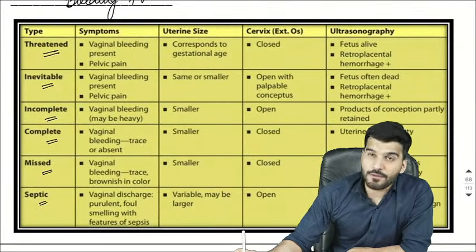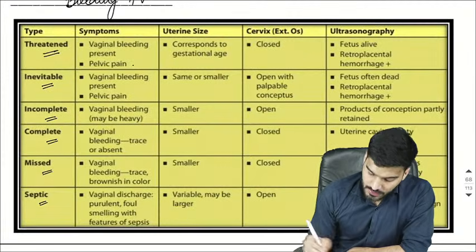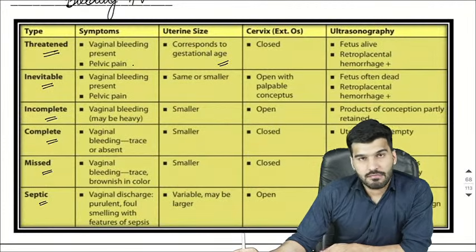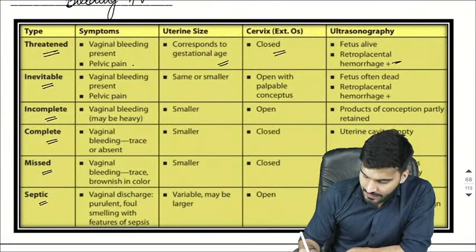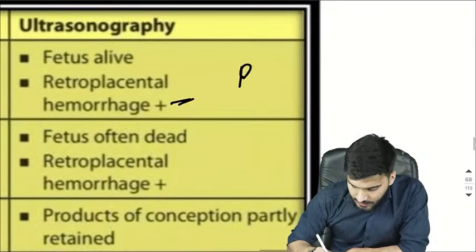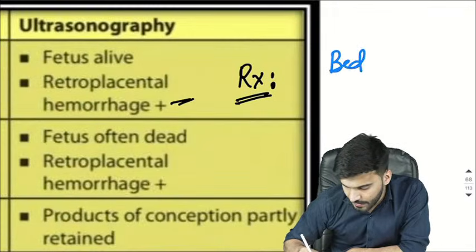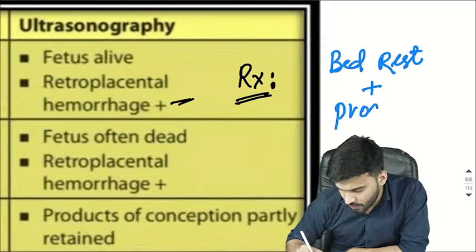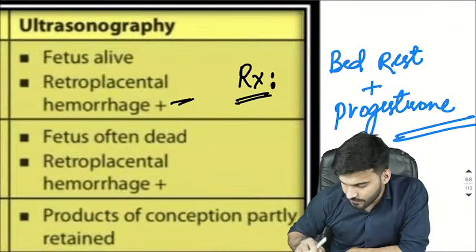Talking about the first one, threatened abortion: the patient complains of vaginal bleeding and pain. Uterine size corresponds to the gestational age, meaning there is no change, neither increase nor decrease. The cervical os will be closed and the fetus will be live as well. So what will be the treatment? Please remember, for threatened abortion it will be bed rest, along with progesterone so that the uterus will be relaxed. So bed rest plus progesterone.